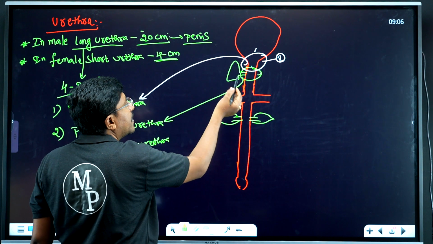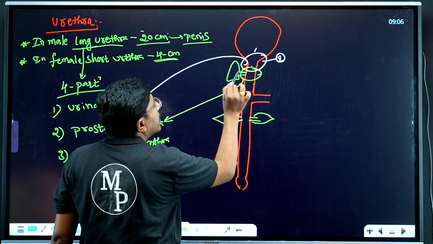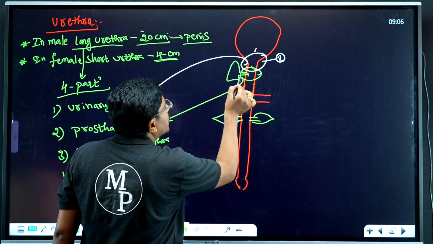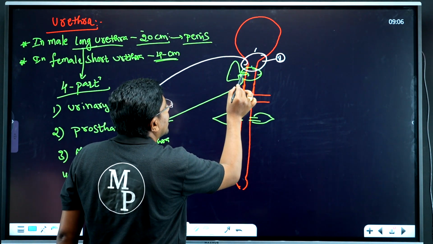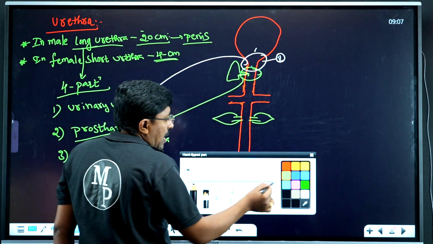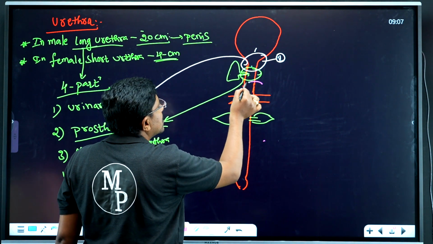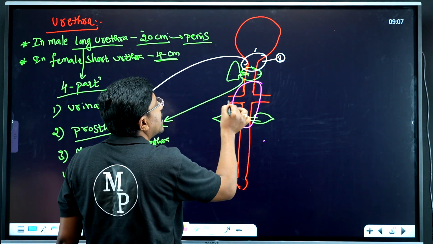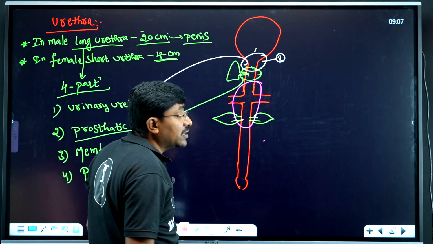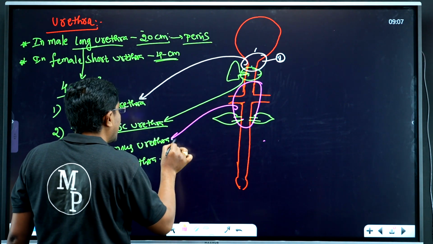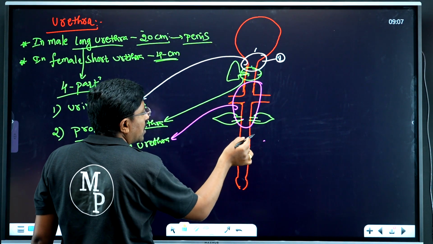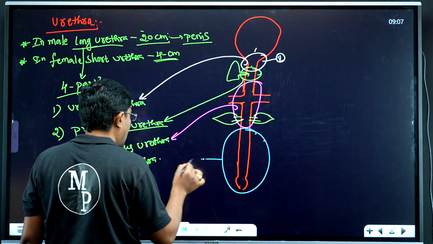Generally, the prostate gland opens into the urethra with the help of the prostatic duct. This prostatic duct opens into the urethra, so this portion is called the prostatic urethra. After that, where do the ejaculatory duct and bulbourethral glands open into the urethra? This is the membranous urethra, and the remaining large portion of the urethra is the penile urethra.